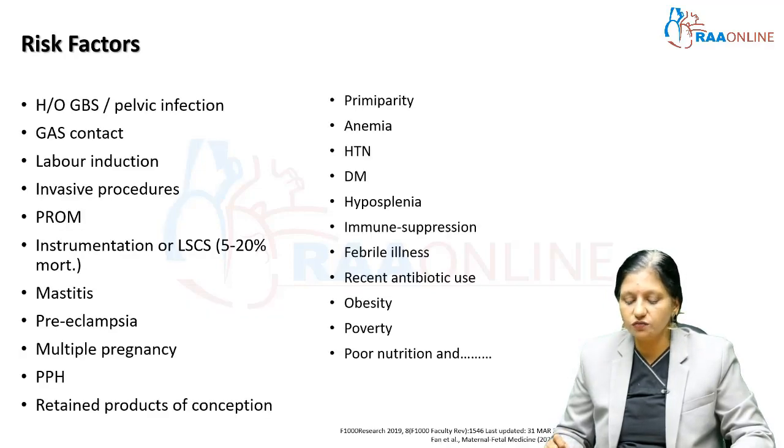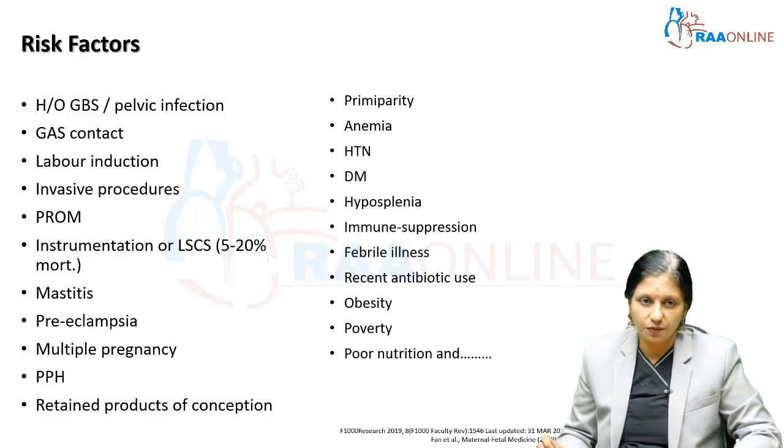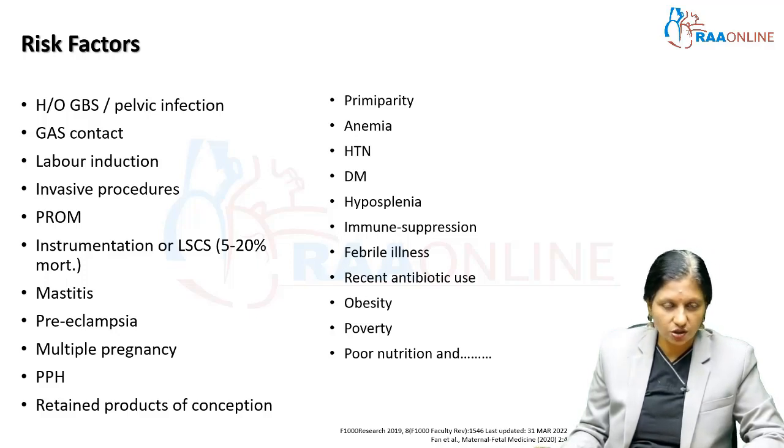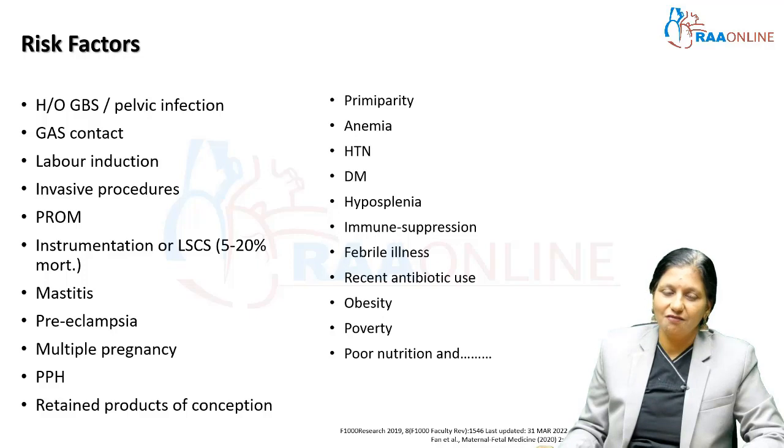What are the risk factors? Which women are likely to get maternal sepsis? If the patient has a previous history of GBS or a pelvic infection, a history of contact with group A streptococci, if her labor is induced and she has been in hospital with multiple per vaginal examinations, or if there are invasive procedures like cesarean, forceps and ventouse applied on her, she is at risk for maternal sepsis. Premature rupture of membranes is a risk factor. Instrumentation or LSCS, if associated with maternal sepsis, carries a very high mortality.